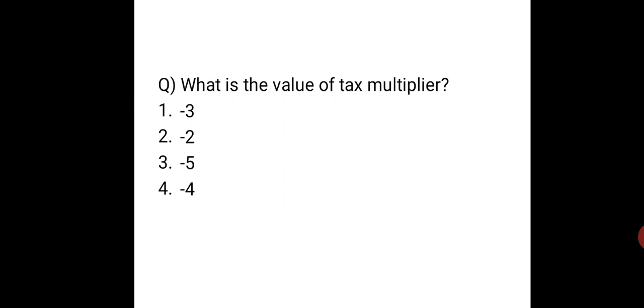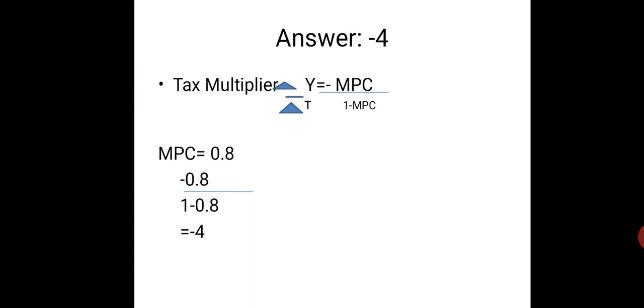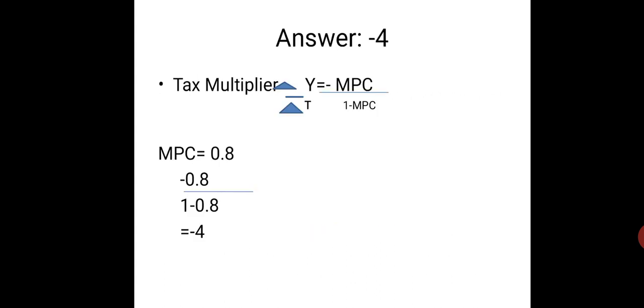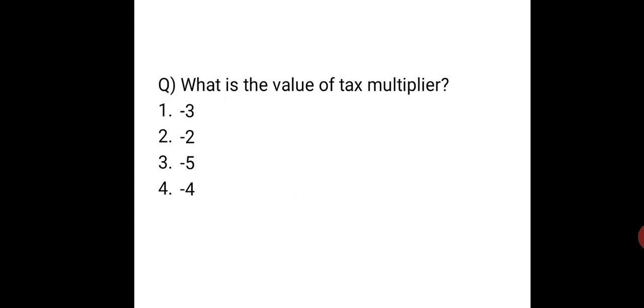So it's very easy, just take up the formula. Tax multiplier is the change in income that happens because of a change in tax rates. The formula of tax multiplier is minus MPC by 1 minus MPC. In the question they have given the MPC. From the consumption function, C equal to 25 plus 0.8 YD, we can find out 0.8 is the MPC. Substitute that value of MPC and you will get minus 4, which is the answer, option 4.